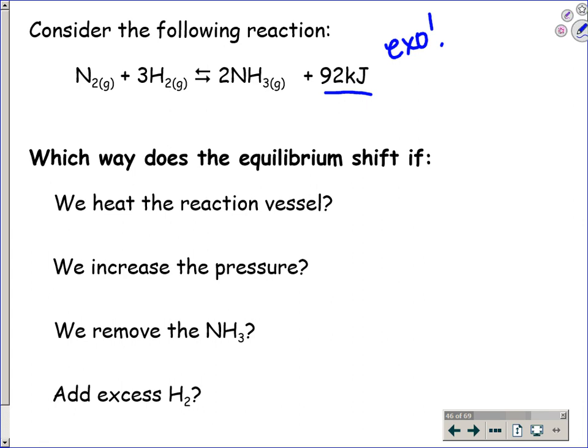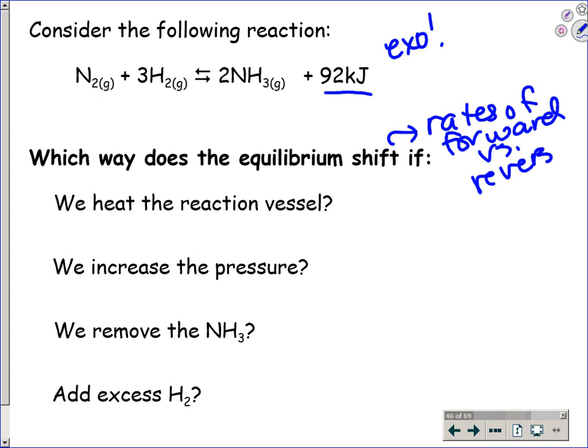We're going to talk about what's happening to the rates of forward versus reverse. So when I say shift, we're going to talk about what that means in reference to the rates of the forward or reverse reaction. All right, so listen to the story here. It's at equilibrium. This is the perfect balance it can achieve.